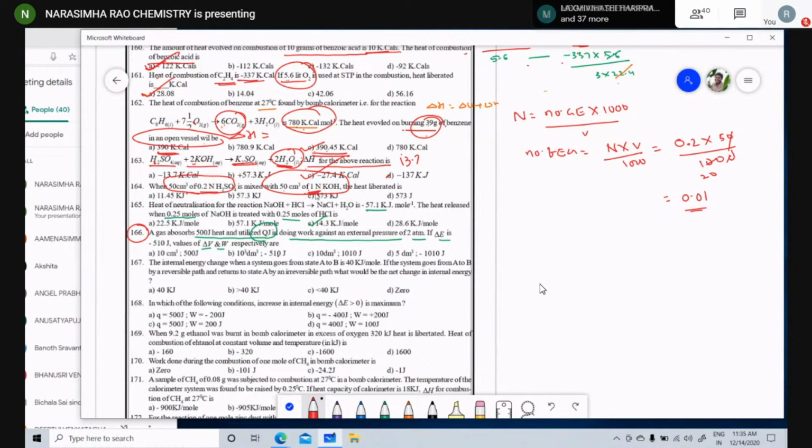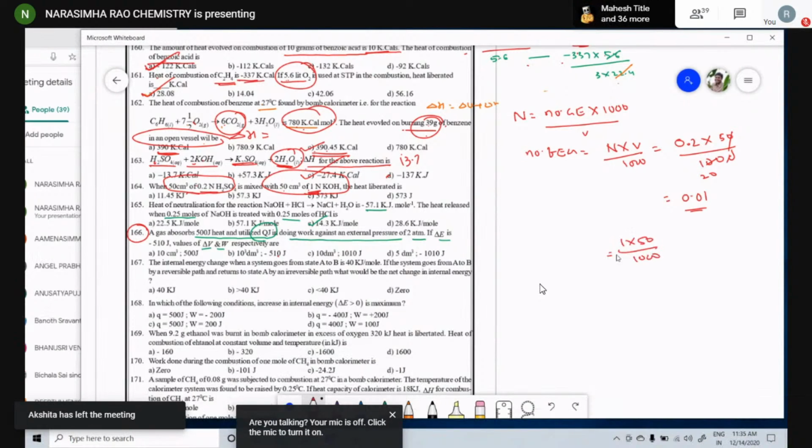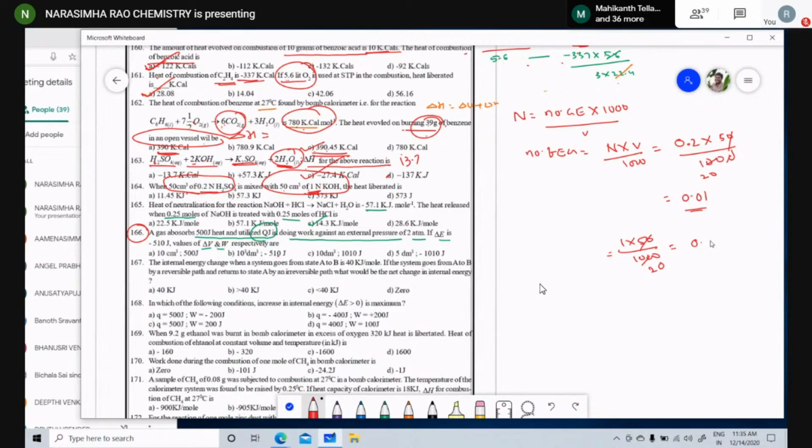Next, let's consider this number of gram equivalents. Now 1 into 50 by 1000. How many times? 20 times. 1 by 20 means 0.05. So this is the value.